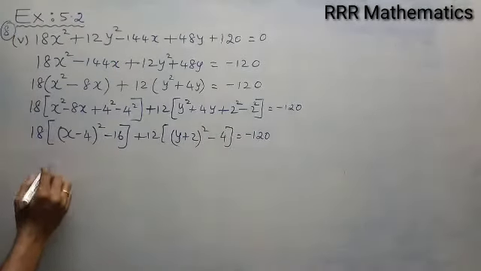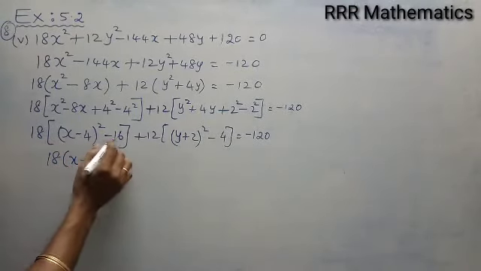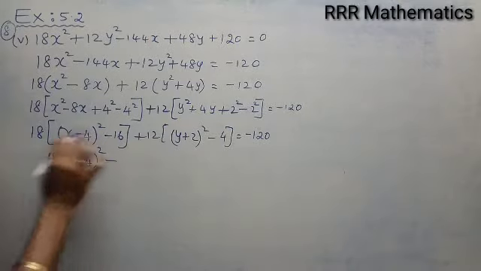Now take this 18 inside. 18 times (x − 4)². 18 times 16. What is 18 times 16?